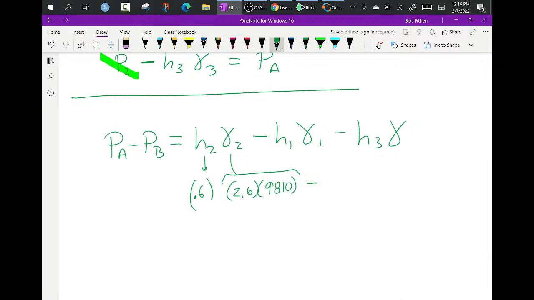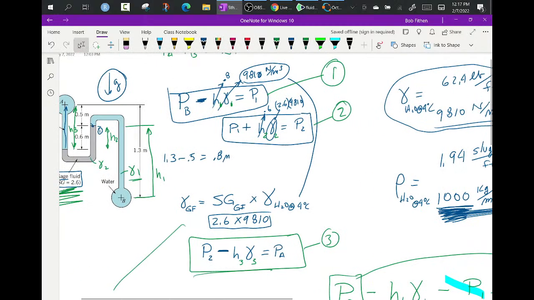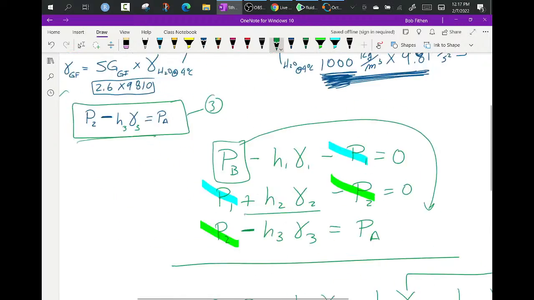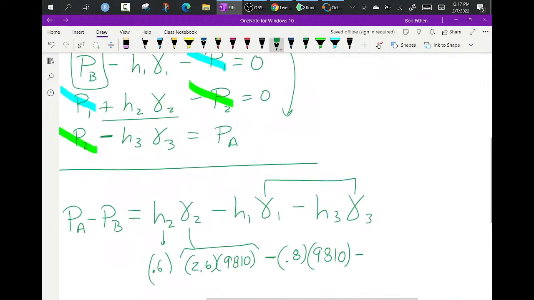And then H1, this and this were both water. So H1, what was H1? I forgot already. 0.8 meters. So 0.8 meters times water, you're going through water. Why did I write that 8? And then you went up again through water, but this time you went this distance. It was 1.1.